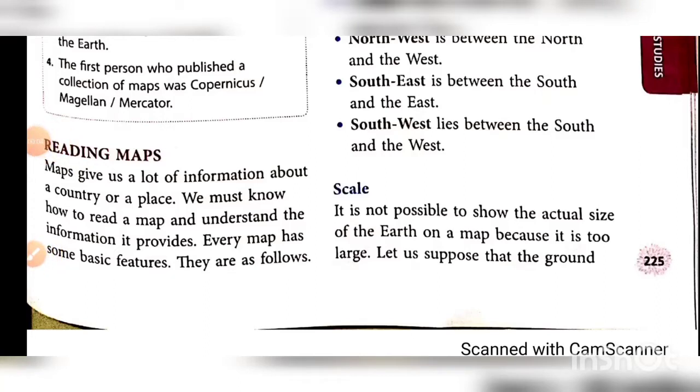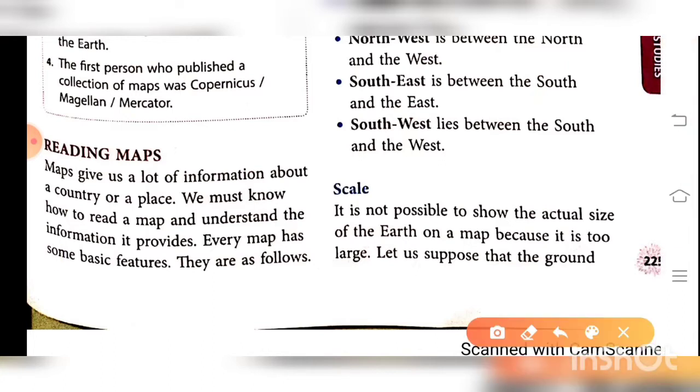We will continue the third part of lesson 1, Know Your Planet, of your social studies book. So, students, today we will discuss reading maps. Maps give us a lot of information about a country or a place. We must know how to read a map and understand the information it provides. Every map has some basic features. They are as follows.